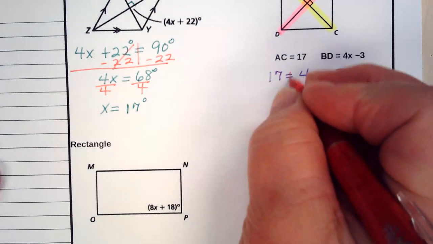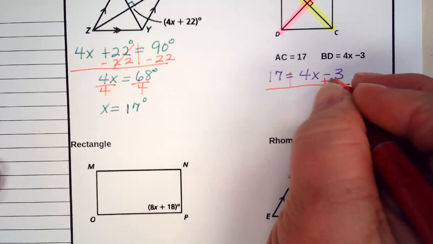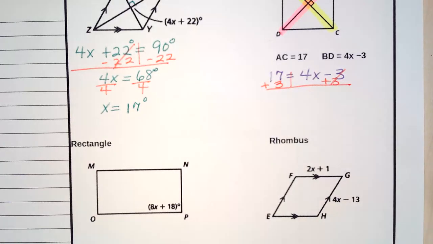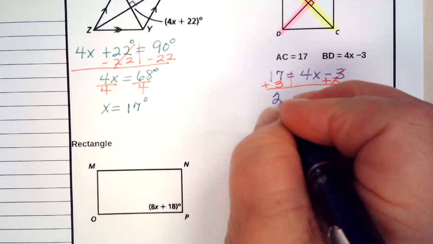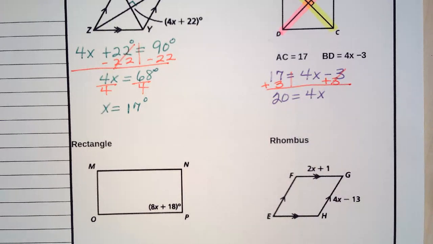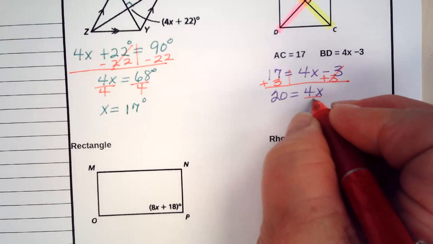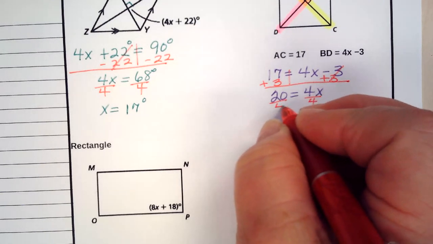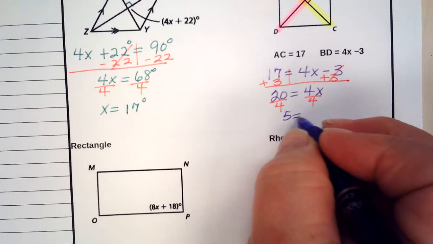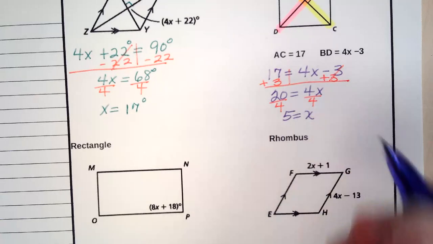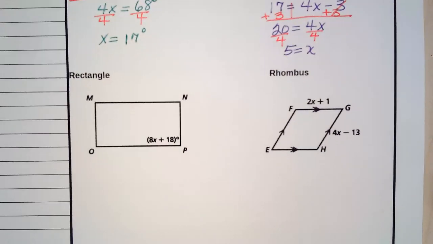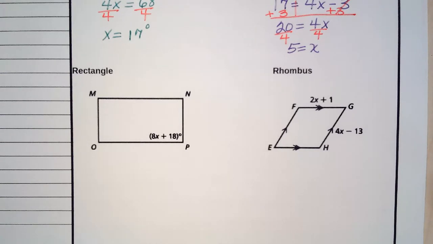We start by adding 3 to both sides. 17 plus 3 is 20. 20 is equal to 4x. Divide both sides by 4. And 5 is equal to x. Okay. Can you do the next one on your own?